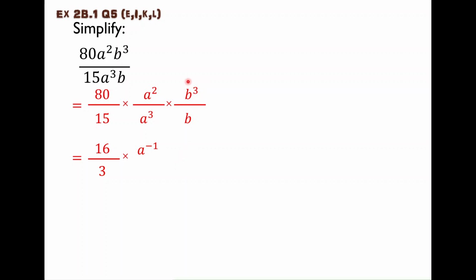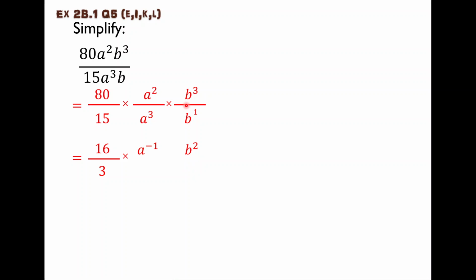And finally, this part here, the B part, this one's a little bit trickier than this one because the B doesn't have an exponent there. But if there's no exponent, you can just imagine that the exponent is 1, because B is the same as B to the power of 1. So now I can simplify this the same way.